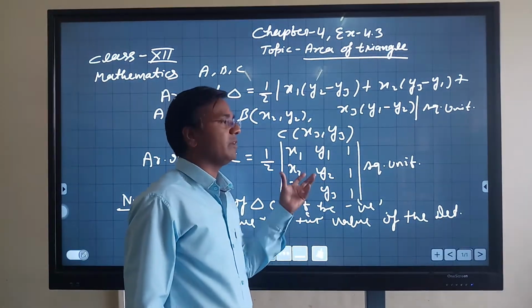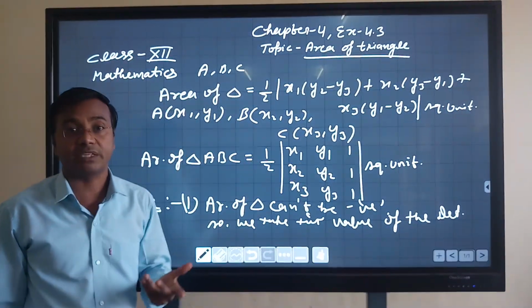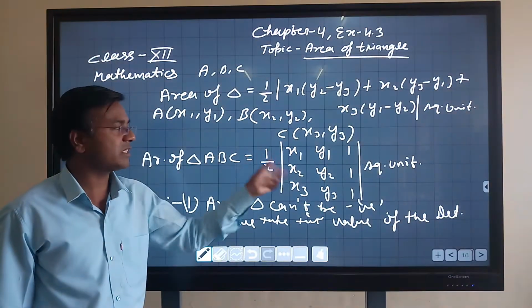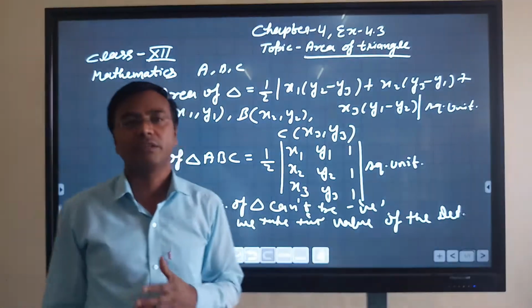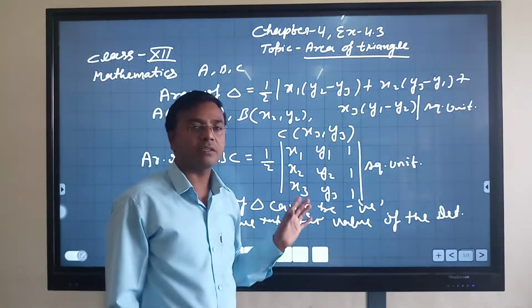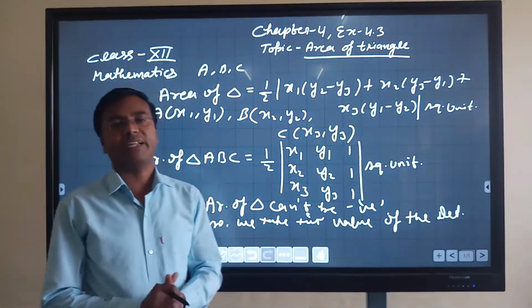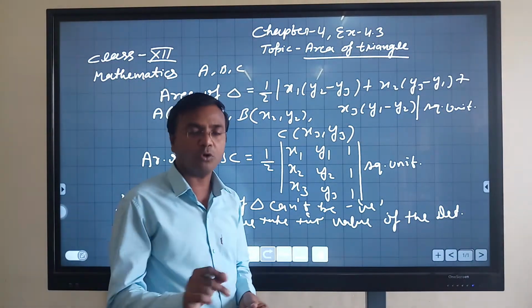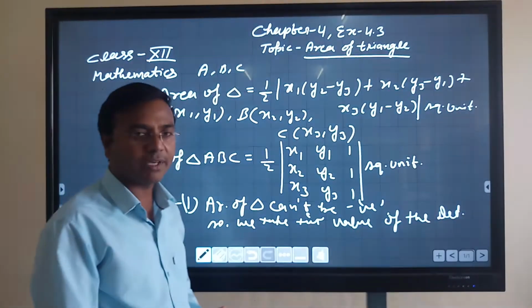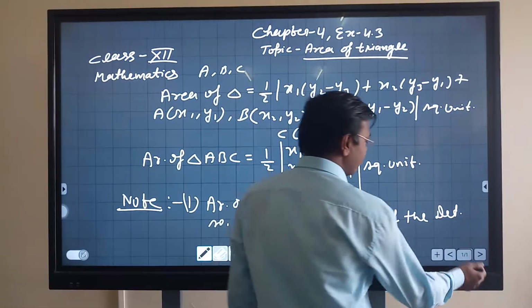Suppose after simplifying this determinant we get minus 3. After simplifying this whole term we are getting minus 3. So what will we write? Finally we will write the area of triangle as 3 square unit, not minus 3 square unit. Okay, so this was the first point.